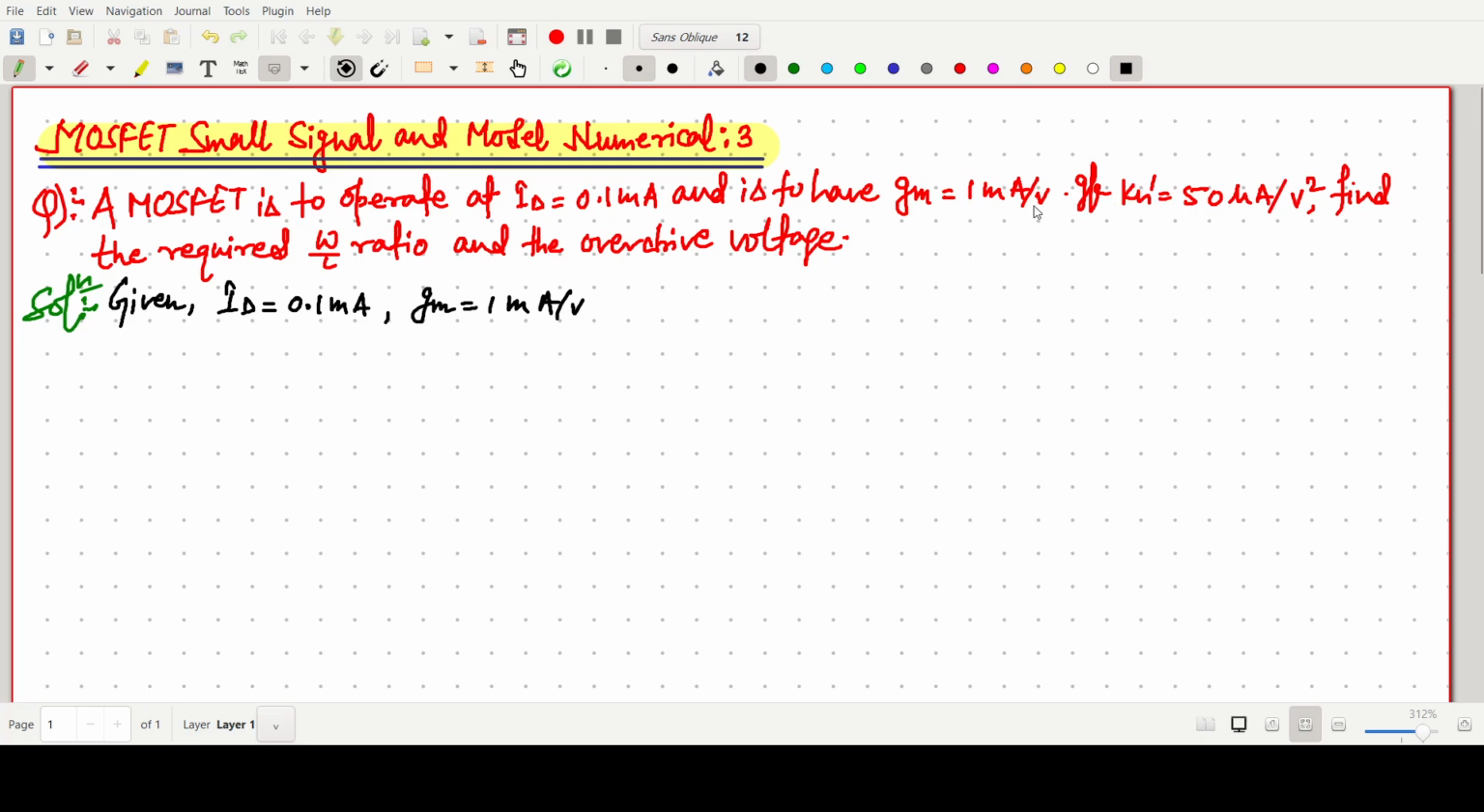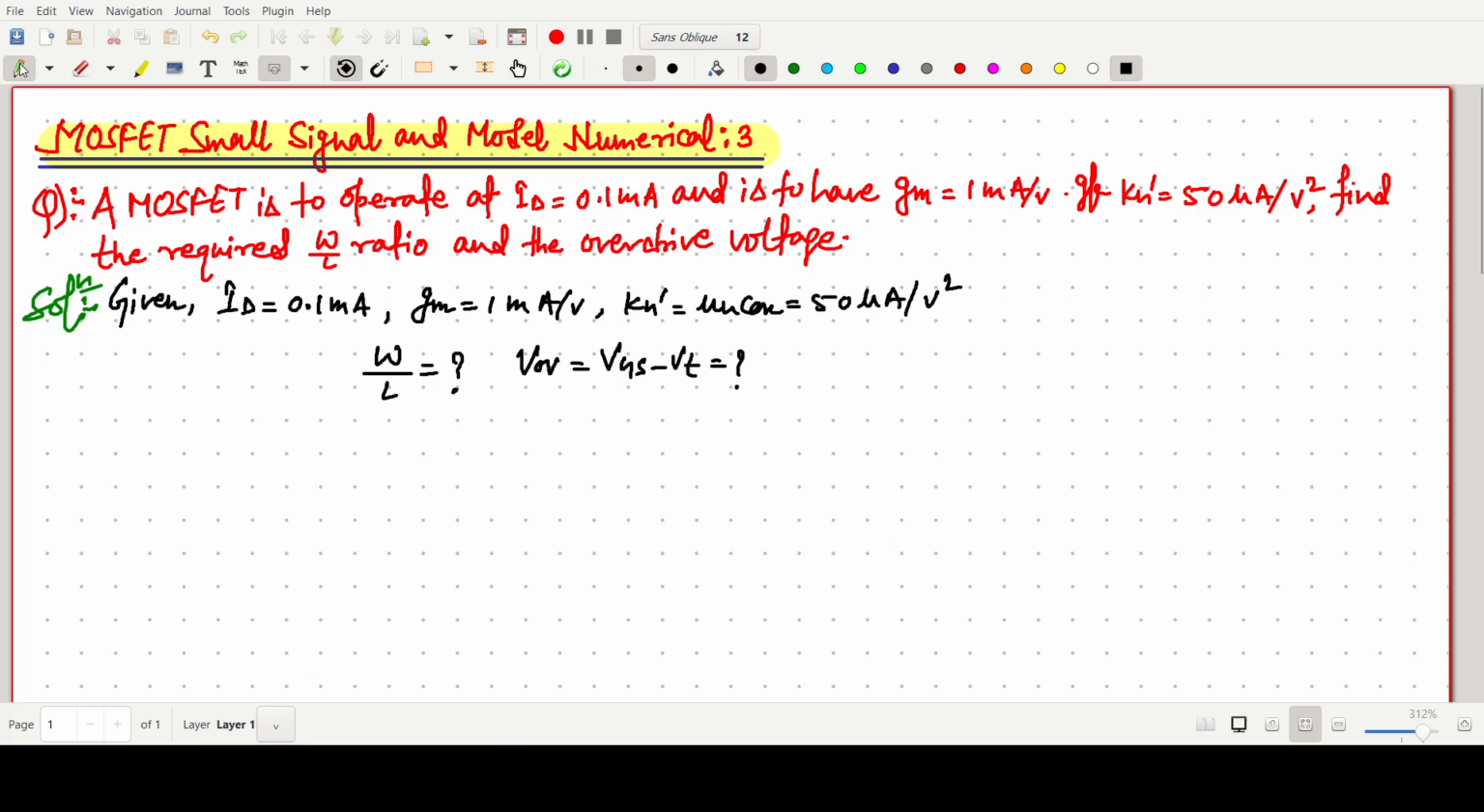In addition to that, the value of Kn', or we can say mu n Cox, is given as 50 microampere per volt square. So we have to find the W by L, that is our aspect ratio, and the overdrive voltage, that is our VOV, which is basically VGS minus VT. So these are the things which are given, and we have to find these two parameters.